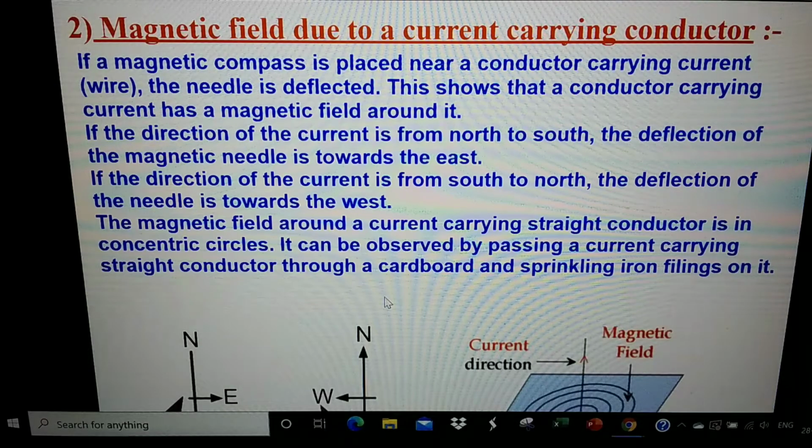If the direction of the current is from north to south, the deflection of the magnetic needle is towards the east. If the direction of the current is from south to north, the deflection of the needle is towards the west. The magnetic field around a current carrying straight conductor is in concentric circles. It can be observed by passing a current carrying straight conductor through a cardboard and sprinkling iron filings on it.